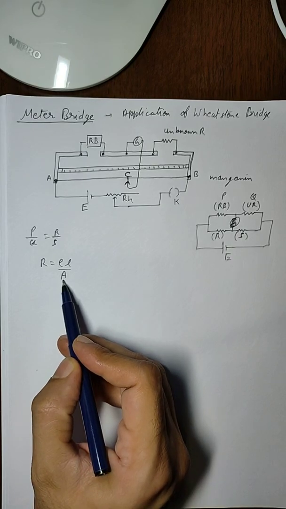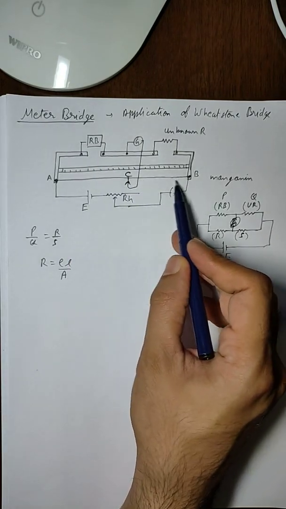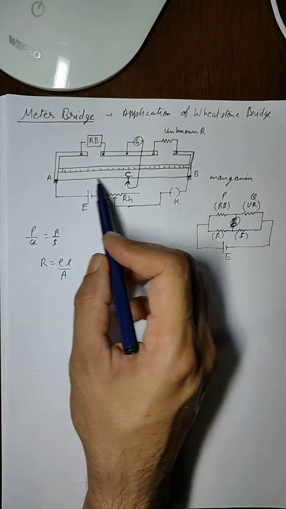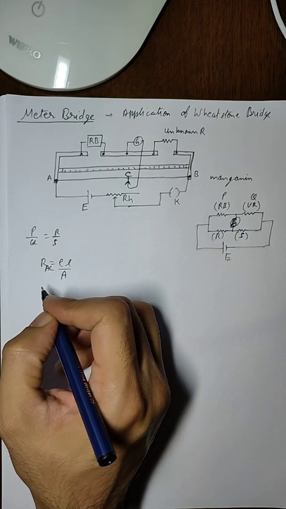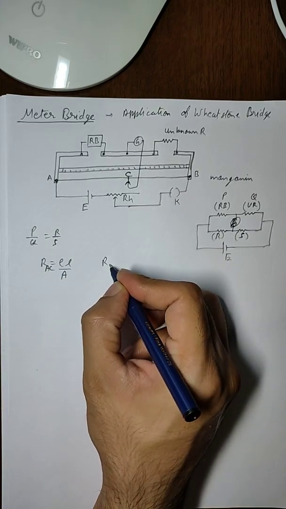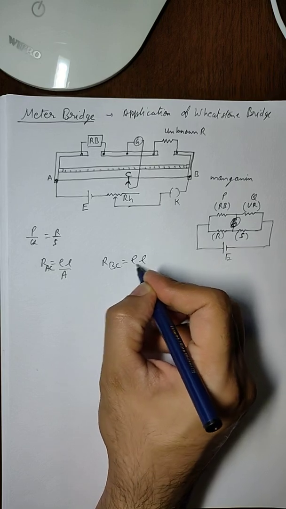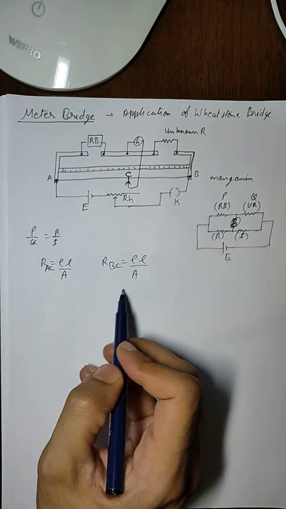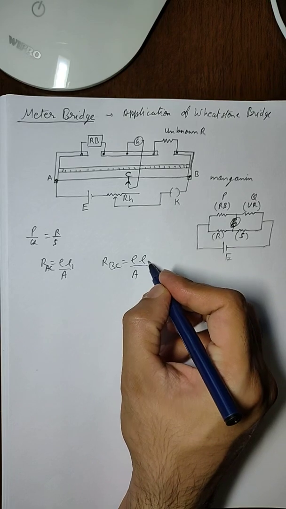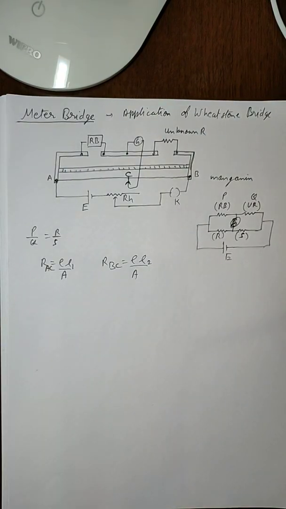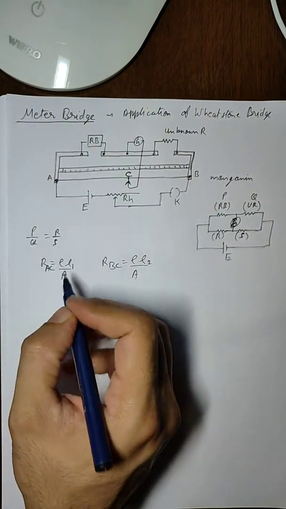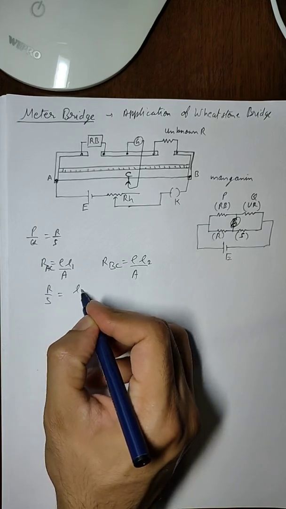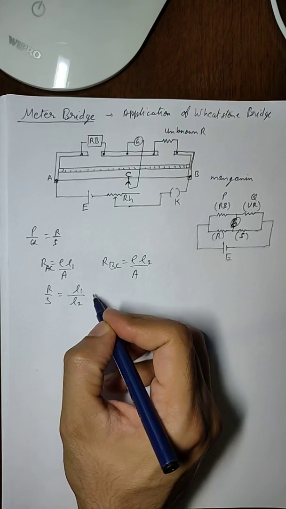The area of cross section remains the same throughout the wire, it is the same wire, and the resistivity also remains the same because of the same wire. So resistance of AC and resistance of BC both are rho L by A. Rho and A are same, but lengths can be different according to the position of the balancing point. Now if we find out the ratio R by S, this is R and this is S, then it will be L1 upon L2.